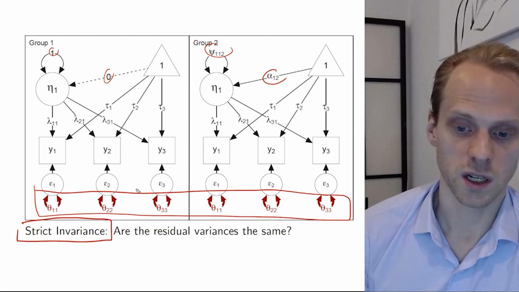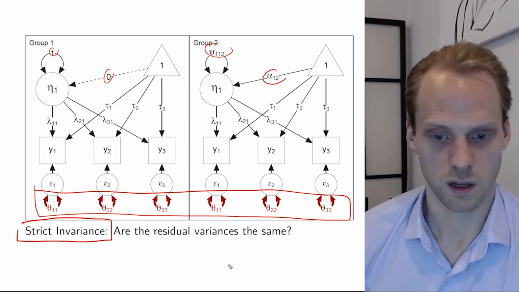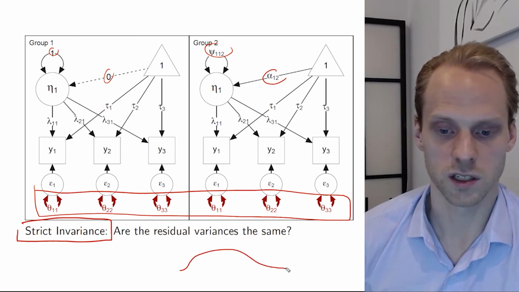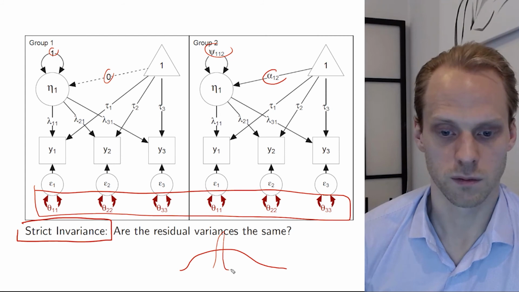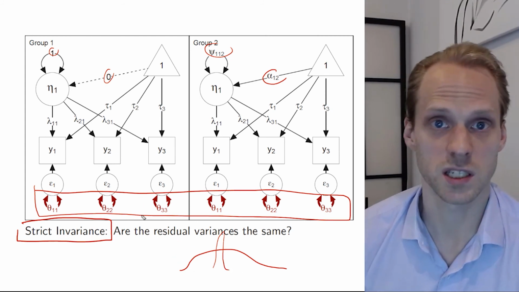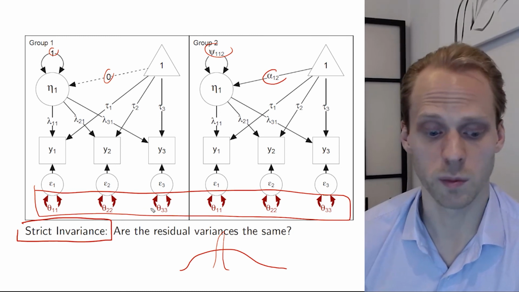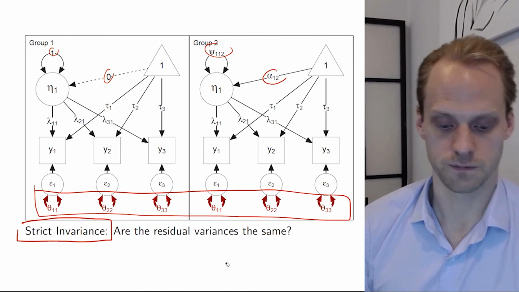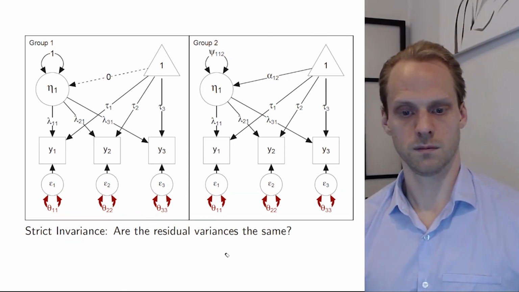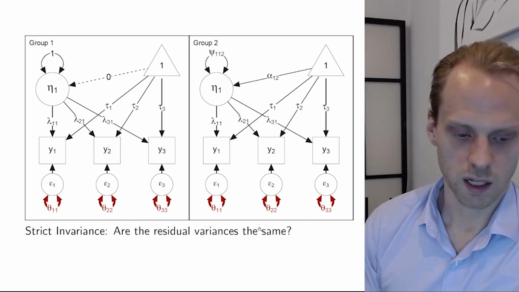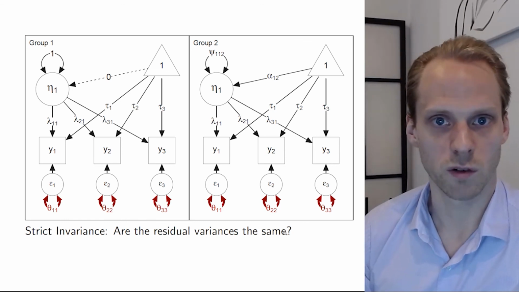So this would mean that for one group the spread would be much larger than for another group. So the measurement error would be much larger, which means that the test is much more precise in one group than in another group. And that would also be very useful information to know. But if strict invariance does not hold, that doesn't mean that we cannot compare groups on their means anymore.